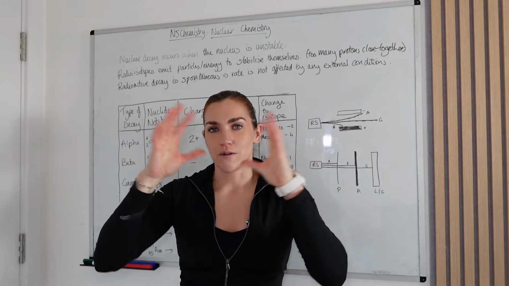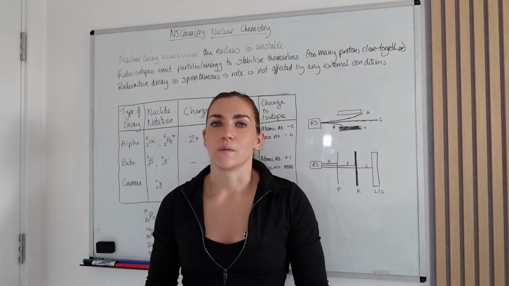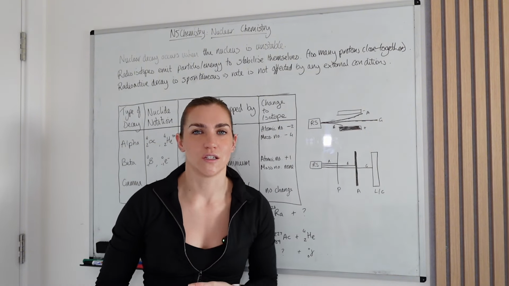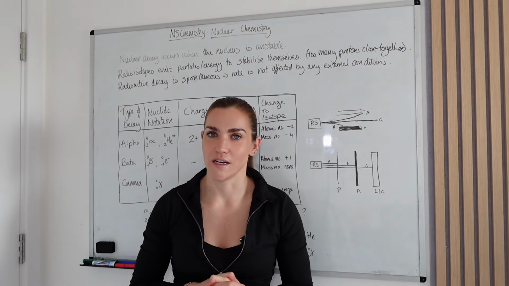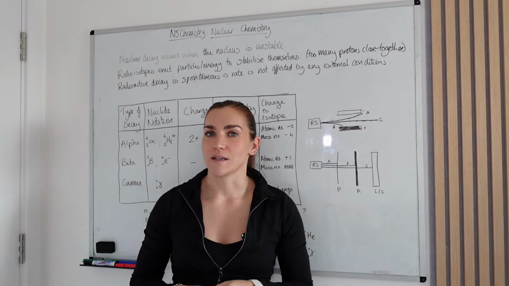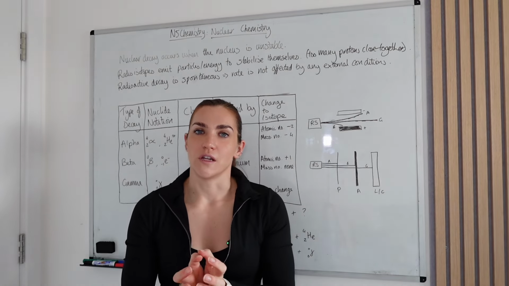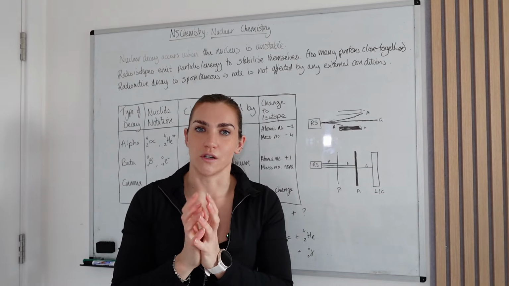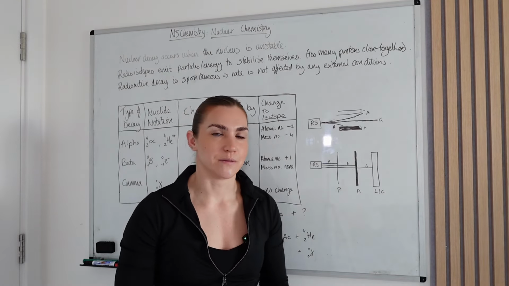Okay, so the outer electrons that we usually look at when we look at bonding and ionisation, they don't take part in any of the radioactive or nuclear decay that happens within atoms. It's all stuff from within the nucleus, so our protons and our neutrons that take part in this.